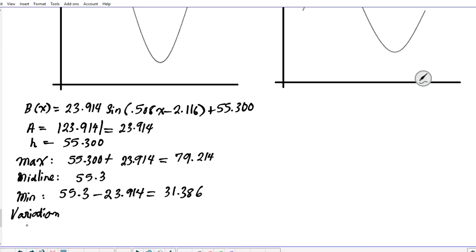And then your variation, or range, same thing. Your variation is basically your max minus your min. Okay, so your max is 79.214 minus your min, which is 31.386. You have a range of 47.828. Alright, so what on earth do all these values mean graphically?